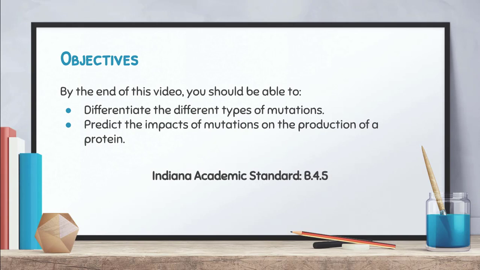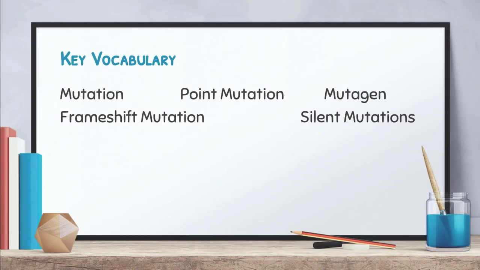So hopefully by the end of this video you should be able to differentiate the different types of mutations. Hopefully you'll also be able to predict the impacts of mutations on the production of a protein inside of a cell. Just a few vocab terms for this particular video. We're going to talk about mutation, specifically mutagens, point mutations, frameshift mutations, and silent mutations.